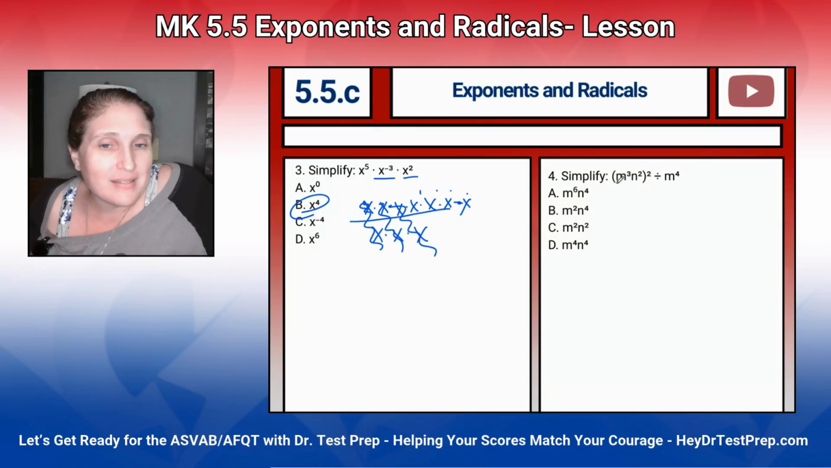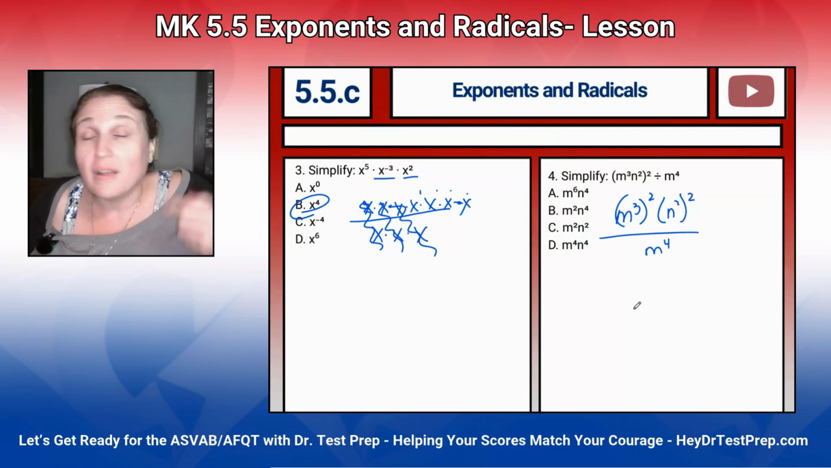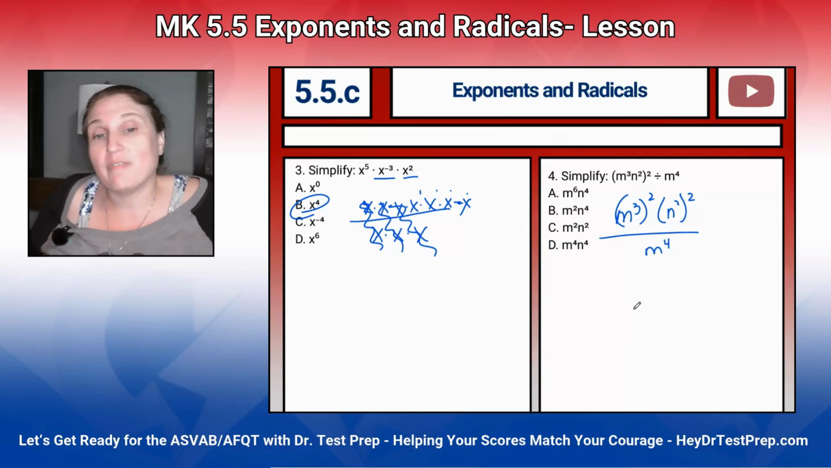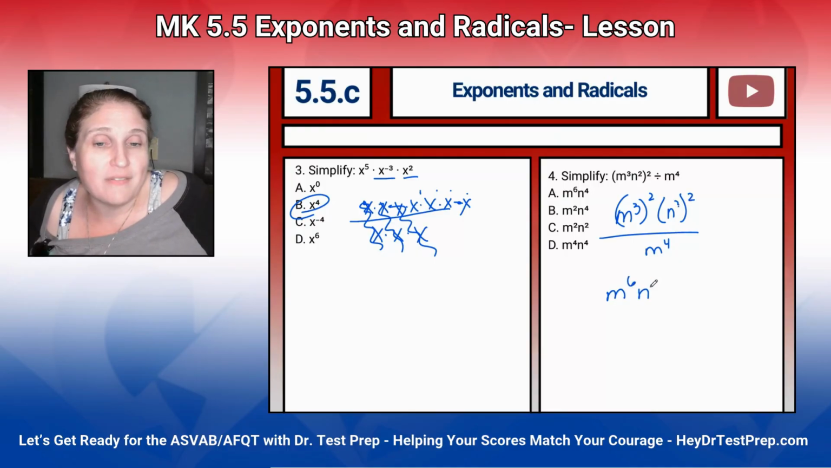All right, lots of stuff going on here. So we've got m cubed squared times n squared squared, all of that divided by m to the 4th. They also could have written m to the negative fourth and it would have meant the same thing. So this gives me m to the 6th. This gives me 2 times 2, n to the 4th, over m to the 4th.